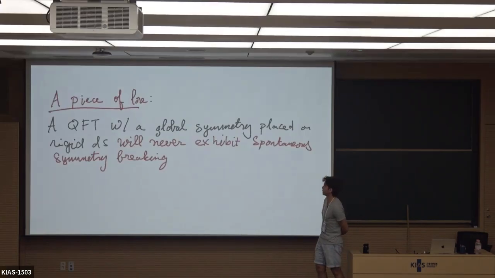Now, the lore that we're going to try to address today is that if you take a QFT and make that QFT have a global symmetry, then that global symmetry will never be spontaneously broken on de Sitter space. It's just a piece of lore that every example that we know of seems to hold true.